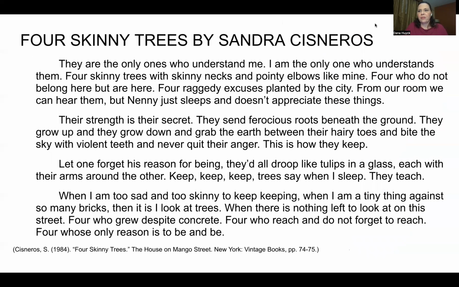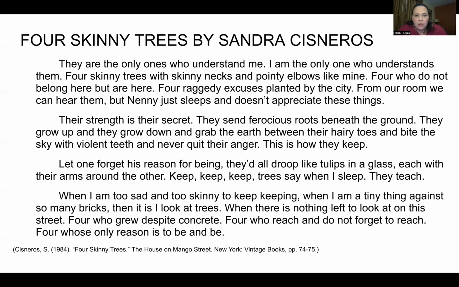All right, so as I read this, I want you to imagine Brooklyn, the boroughs of New York, and how it's just buildings everywhere. There's really no parks and grass, not like maybe where you live. So, Four Skinny Trees by Sandra Cisneros. And this is from the book The House on Mango Street. Have any of you read The House on Mango Street? Give me a thumbs up if you have. Okay, a few of you have read bits and pieces. All right, awesome. Just listen as I read it the first time.